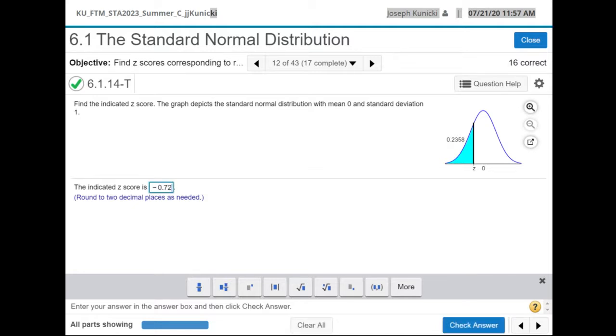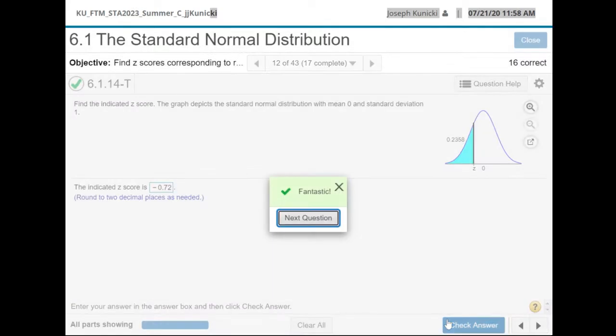We expect a negative number because to the left is 0. They showed us 0, so we expect a negative number. We're 0.72 standard deviations to the left of the mean, which is 0. That's the answer we asked for. See, they gave us the probability, we wanted the number. When I hit check answer, it says fantastic.